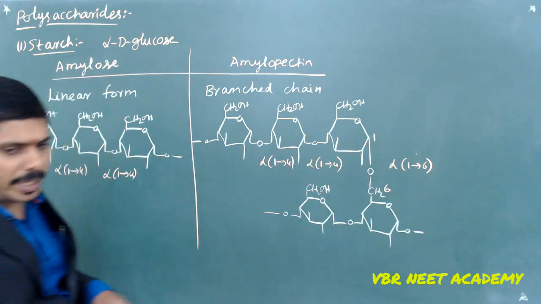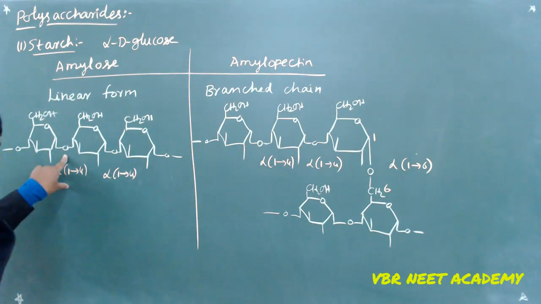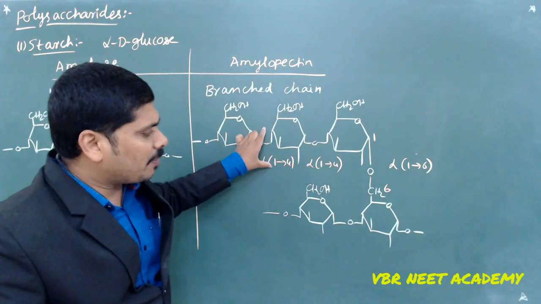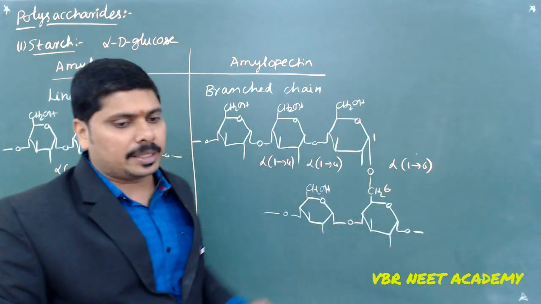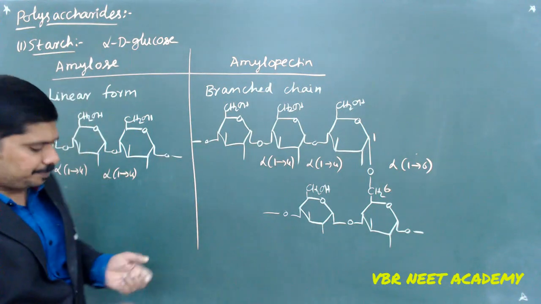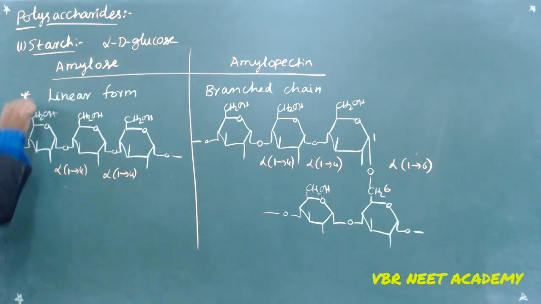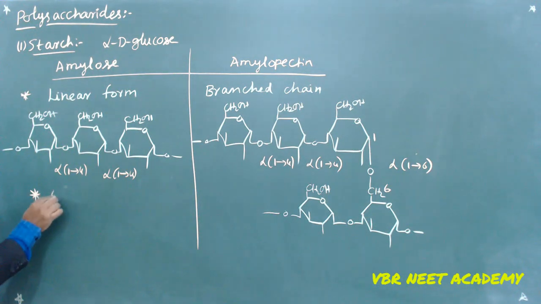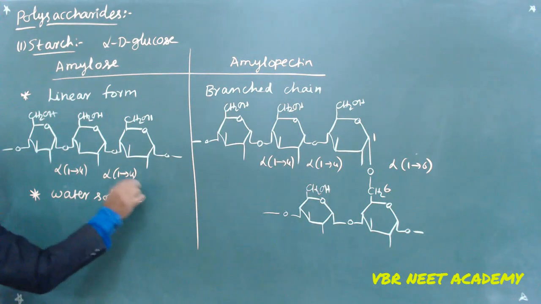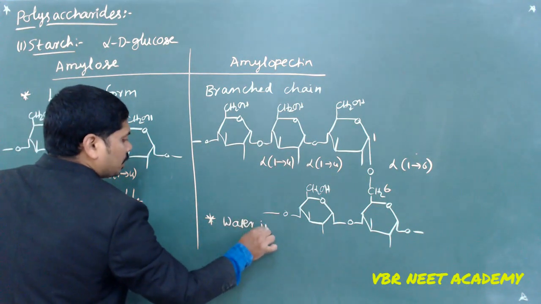So amylose is a linear form which consists of only alpha 1,4 linkages, whereas amylopectin is a branched chain form which has alpha 1,4 as well as alpha 1,6 linkages. So both will be present in the case of amylopectin. And the next one, if you take it, this is water soluble, and this is water insoluble.